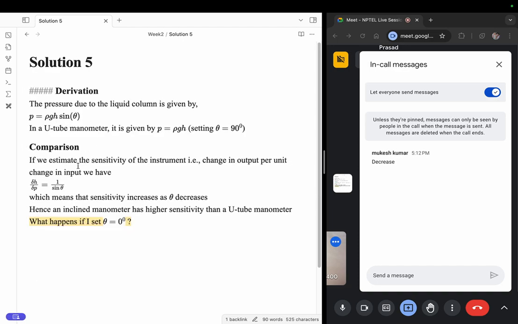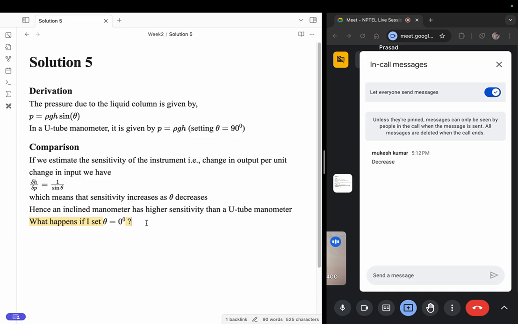So output, my change in H divided by change in pressure, is given by 1 by sin theta. If you are using an inclined manometer, then you have much higher sensitivity than using a U-tube manometer. For the same graduation scale, let's say your graduation scale is in the order of millimeters, then you will be able to capture more millimeters with an inclined manometer than the normal one. That is the only advantage with this one.